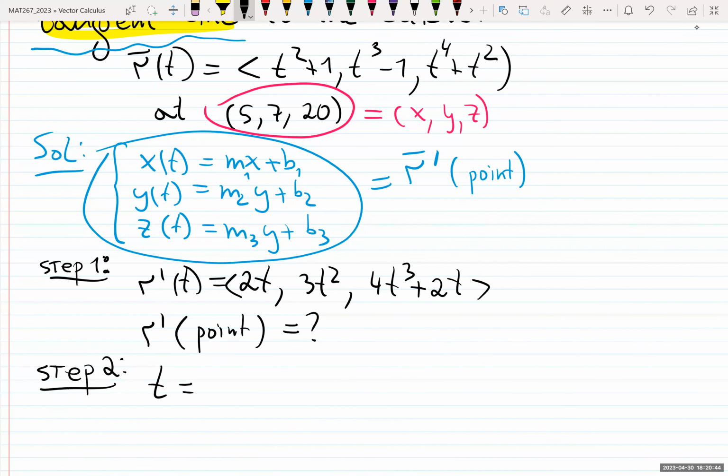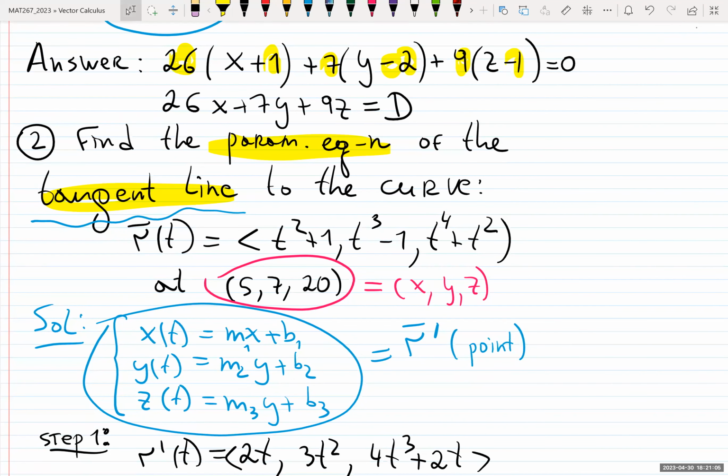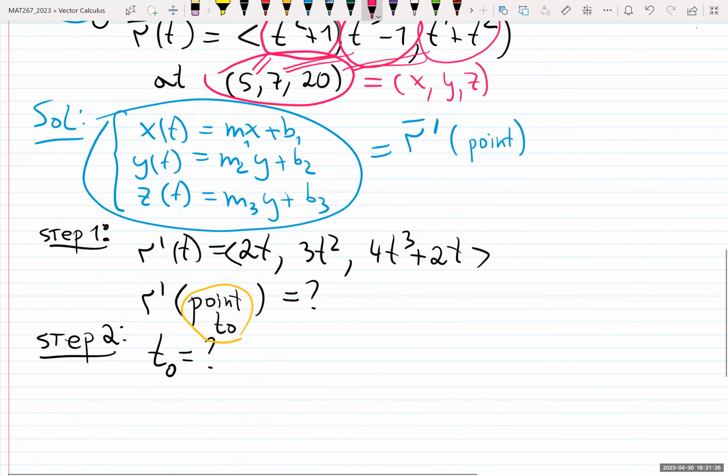Find t. I would call it t sub 0, because that's what we usually plug in. So the point, let's keep it like this, point t sub 0. Do you know how to do that? Just solve a couple of equations. So if we know, let me think this way. This is nice, maybe like pink. t squared plus 1 equals 5. t cubed minus 1 equals 7. And of course, t to the 4 plus t squared equals 20. Choose any two and solve them, and you will be happy.